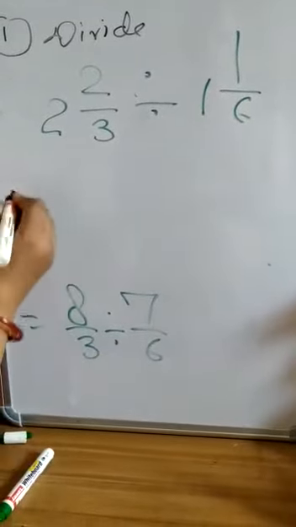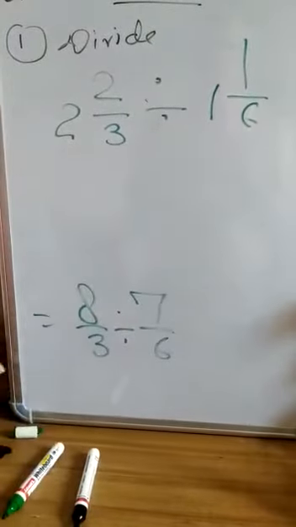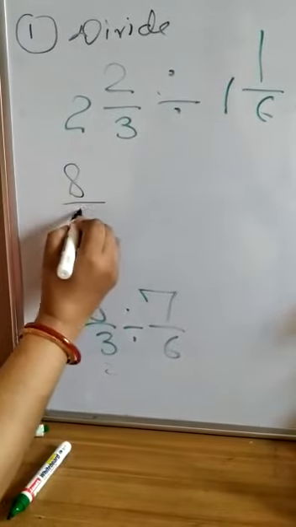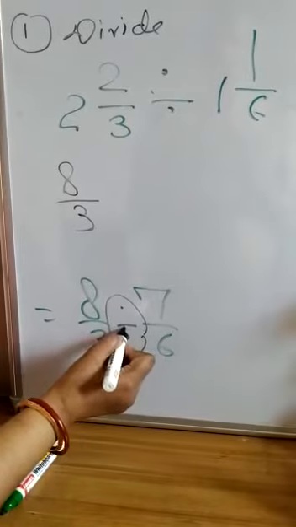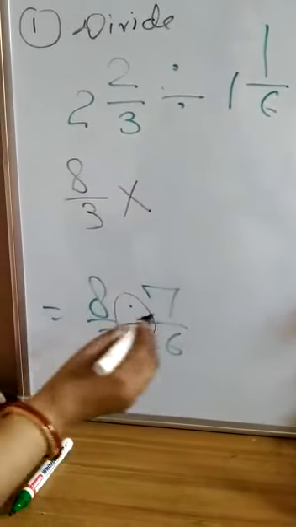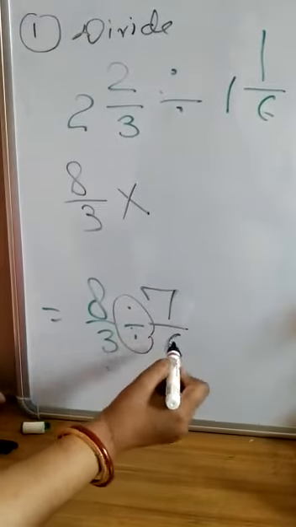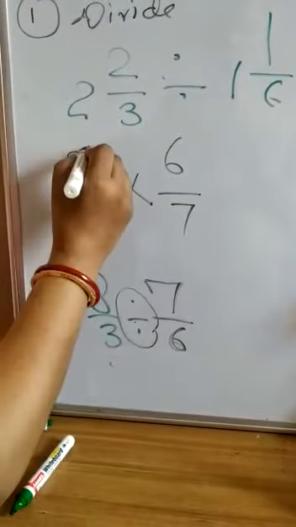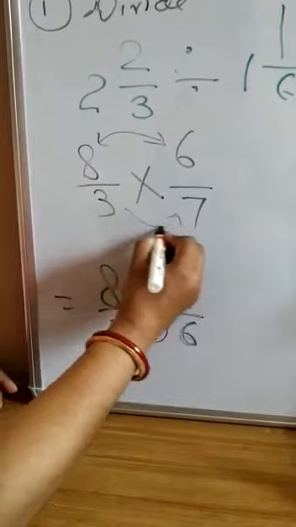This 8 by 3 I will write as it is. This is the dividend, 8 by 3 is the dividend. So write down the dividend first. Now this division sign, we have to change into multiplication. And then the next step, write down the reciprocal of this 7 by 6. What is the reciprocal of 7 by 6? 6 by 7. Correct? Now we multiply the numerator with the numerator and the denominator with the denominator, right?